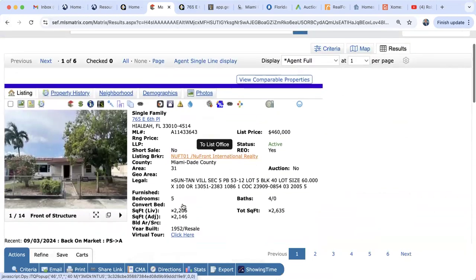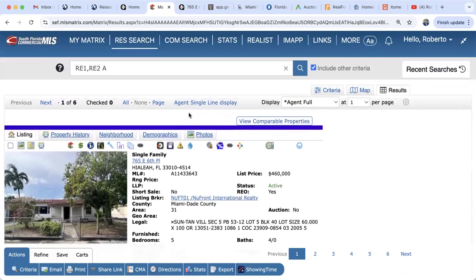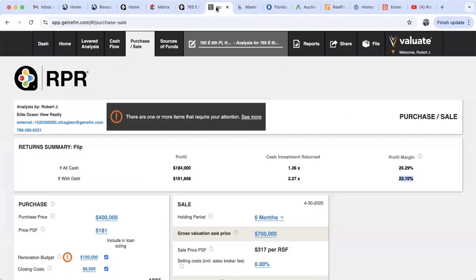Here it is, guys. All right, so it's 765 E 6th Place. The MLS number is A114-33643. So those of you that have investors looking for a good potential home to purchase and flip, this is a good one. So as I mentioned at the beginning, you're going to go through the entire list of results looking for the best possible case scenario. When you're working with an investor, you don't just run a search on the MLS and send them results. You actually want to go through this entire study that we just went through to try and figure out which is the best possible case scenario for them. Okay.